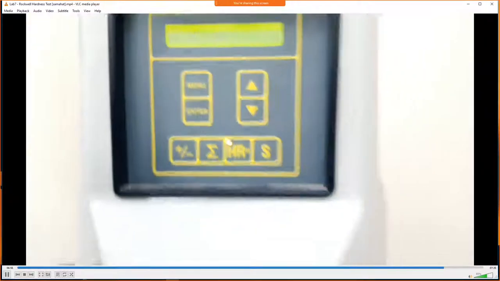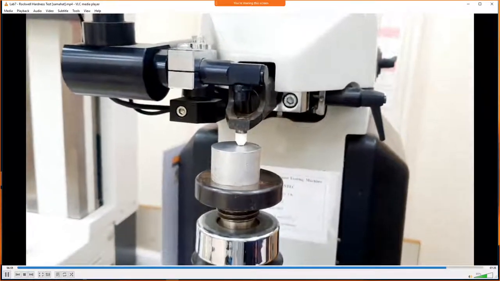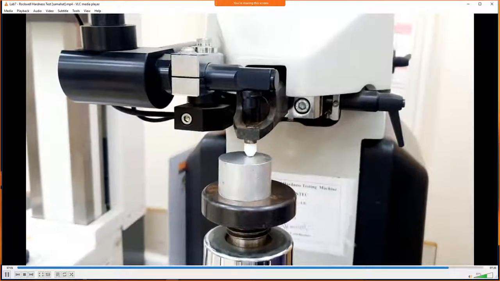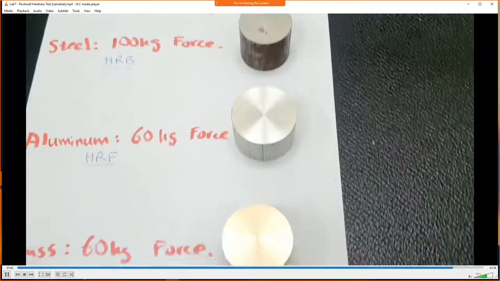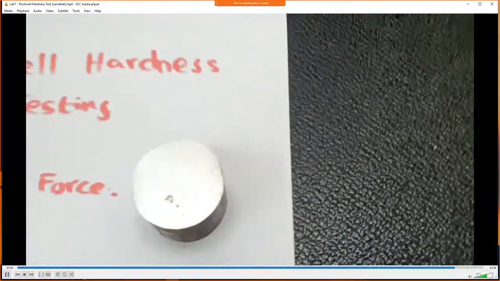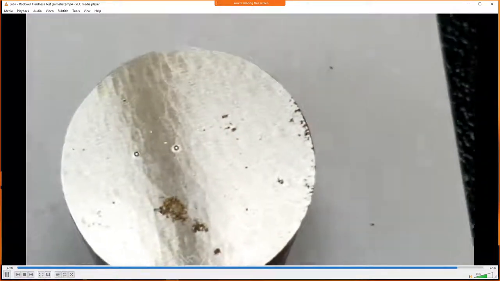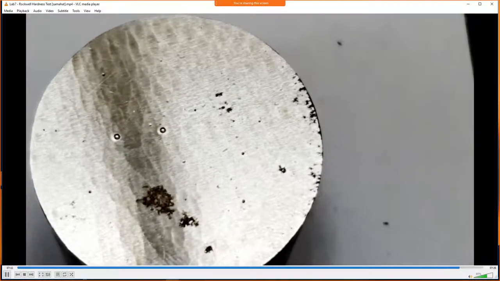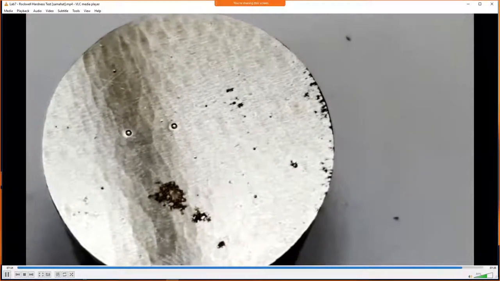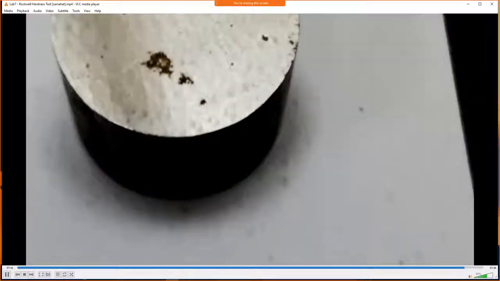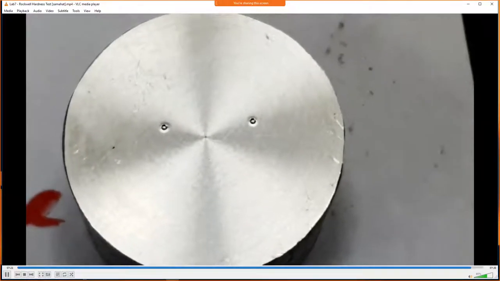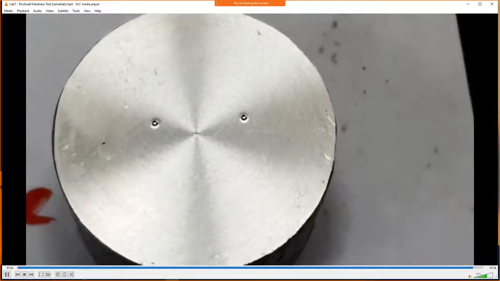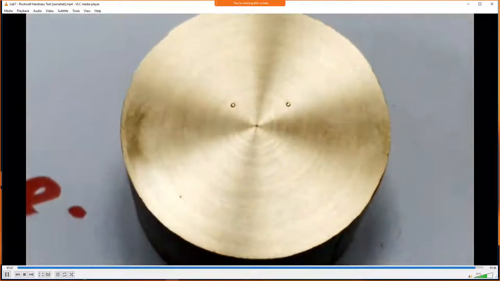And now we have measured all the three samples. Let's have a look at the indentation marks for three of them. These are the three samples measured for the Rockwell hardness testing. We can see the indentation marks here are very small, but the hardness value is automatically measured by the machine. This was the steel sample. Now we are looking here at the aluminum sample. You can see the aluminum indentation marks here, and this is the brass sample.